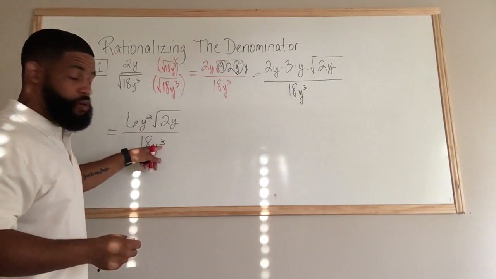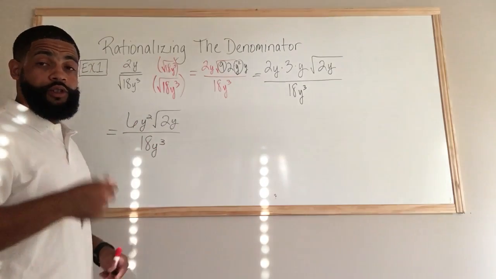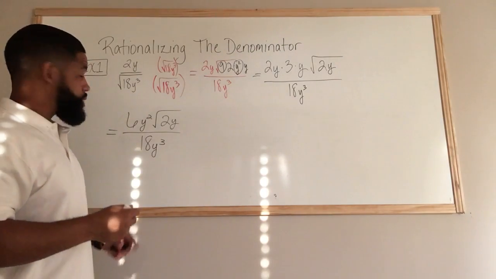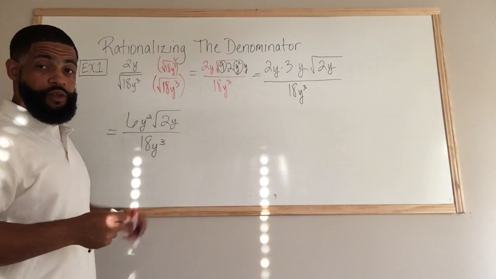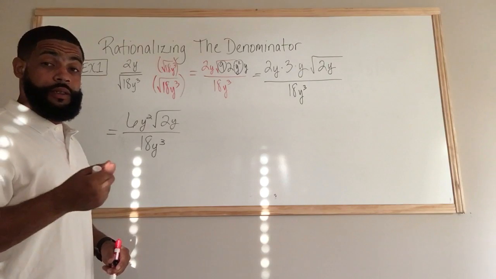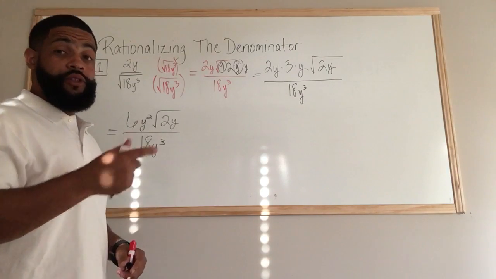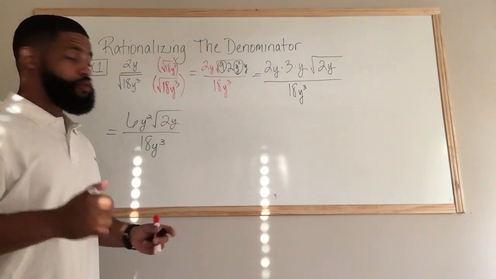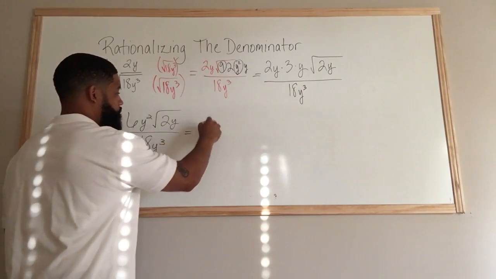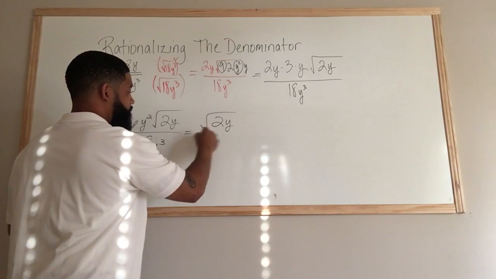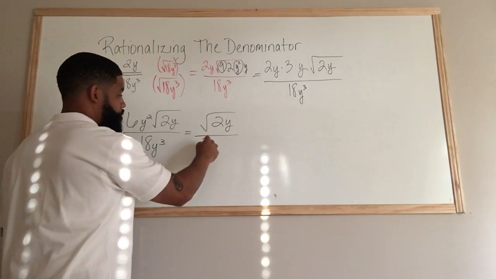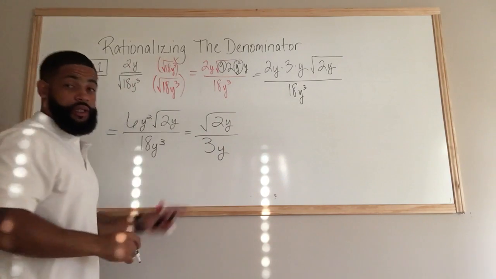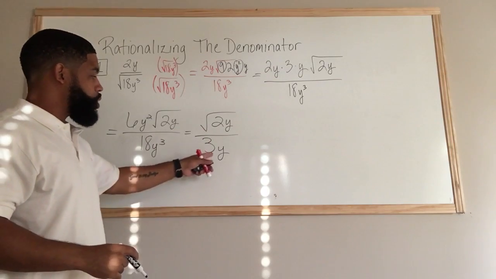Y to the second power over y to the third power, according to our rules of exponents, we must take the exponent 2 and subtract 3, which would give us a -1. So we have 1/3 y to the -1 power, but we're going to change that according to our rules of exponents, and that will leave us with the square root of 2y over 3y.